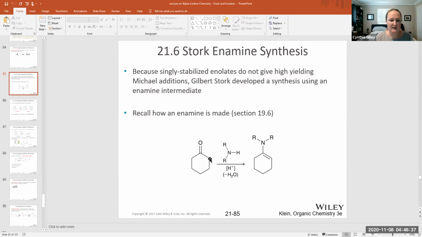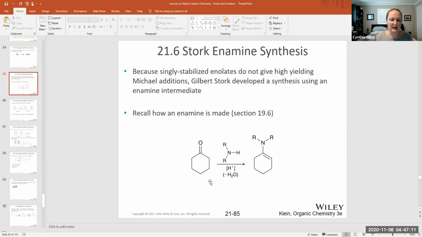a Michael addition. So recall that if we were to use this ketone to form an enolate, the stability of that enolate is intermediate. It's not considered a strong nucleophile, and it's also not considered a weak nucleophile. So it would give a mixture of 1,2 and 1,4 addition products when treated with an appropriate alpha, beta unsaturated acceptor, like you might see in the Michael acceptor.